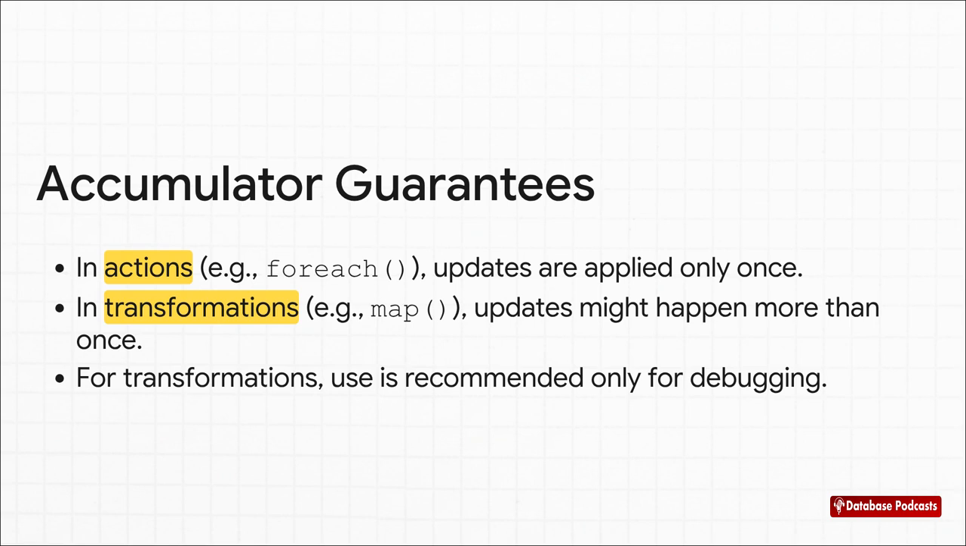Now there is one really crucial detail you need to know about these. Spark gives you a guarantee. If you use an accumulator inside an action, that's an operation like count or foreach that actually kicks off the job, every update will be applied exactly 1 time. Perfect. But if you use it inside a transformation, like map, things get tricky. Spark might need to rerun a task if a machine fails, and if that happens, your accumulator might get updated twice. So the big takeaway here is, for reliable counting, always use accumulators inside of actions.